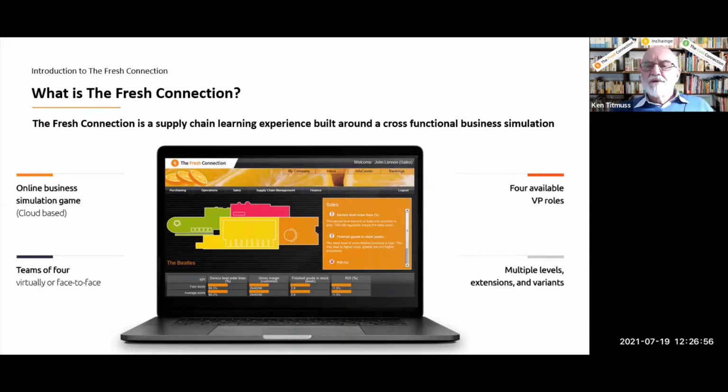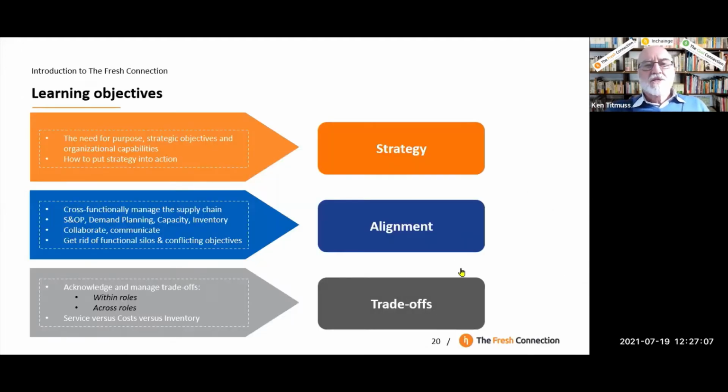There are a number of different levels and extensions and variants of the game which you can actually play. We're going to start off by playing basically the basic one. So as we said, strategy. The first thing you need to do in the Fesh Connection is to determine what your strategy is. And you can go 2 ways.